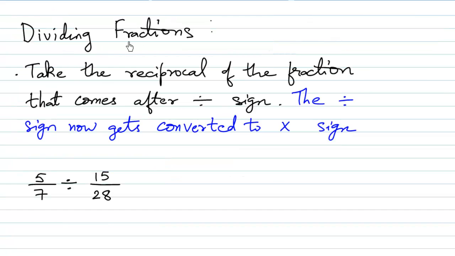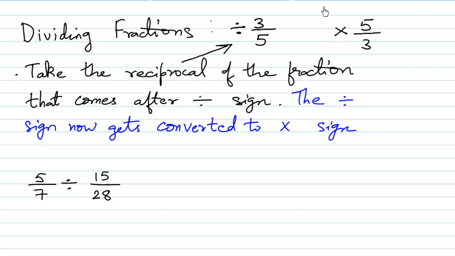So in order to divide fractions, what we do is we take the reciprocal of the fraction that comes after the divide sign. The divide sign now gets converted into the multiply sign. So we have to do 2 things. First, we need to take the reciprocal. So what is the meaning of reciprocal? So suppose you have a fraction like 3 upon 5 written after the division sign, the reciprocal of 3 upon 5 is just the opposite. 5 becomes the numerator and 3 becomes the denominator. And then we need to convert this division sign into the multiplication sign.